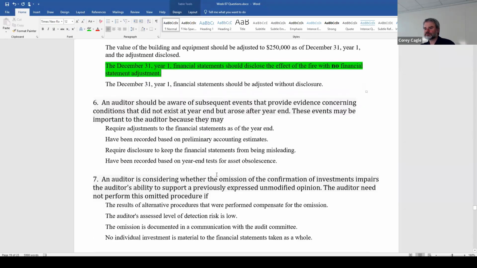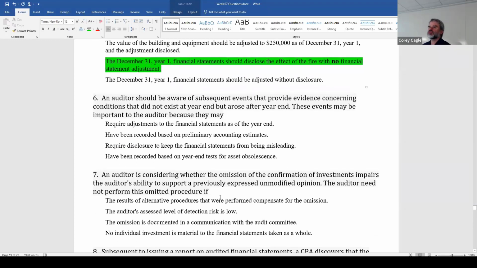Number 6. An auditor should be aware of subsequent events that provide evidence concerning conditions that did not exist at year end but arose after year end. These events may be important to the auditor because they may what? Require adjustments to the financial statements as of the year end? No, because we're talking about subsequent events that did not exist at year end. So we're not going to adjust anything.